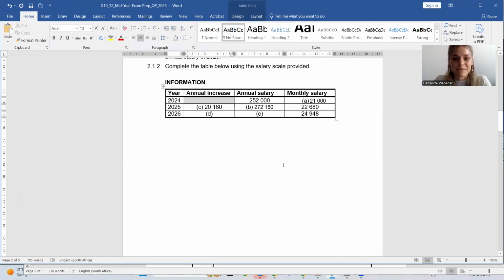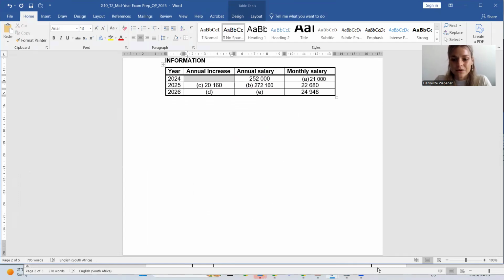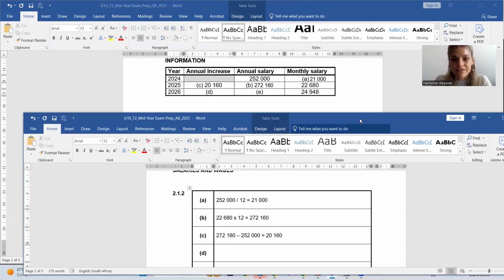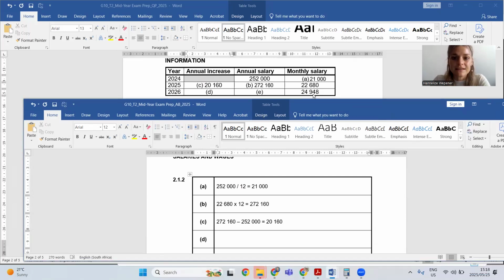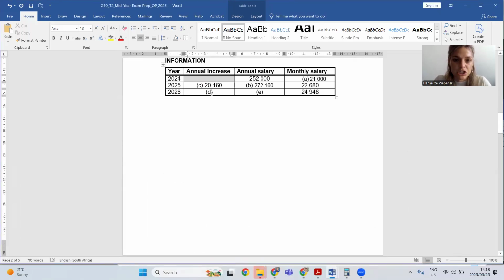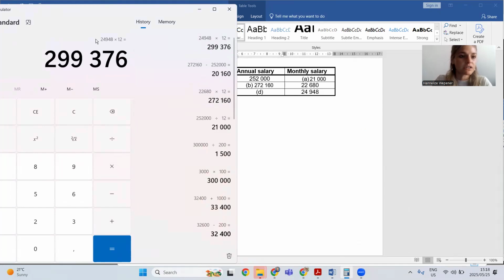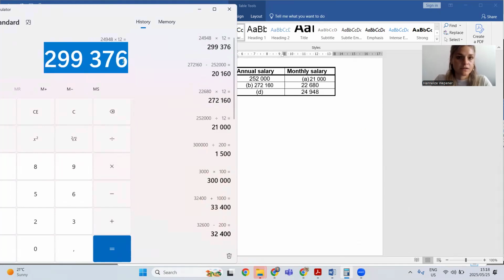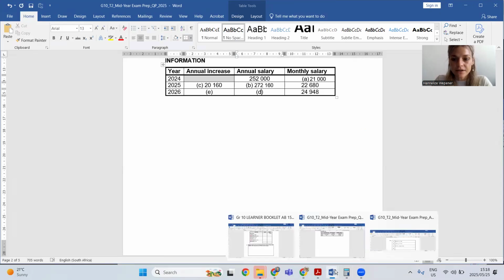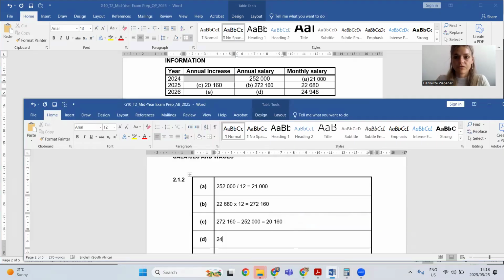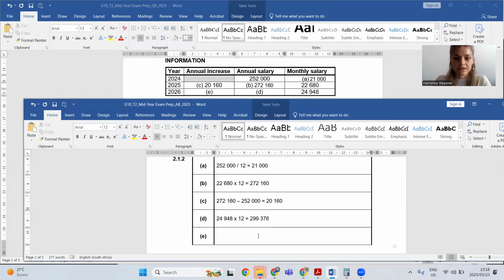Right, now we're going to do the same here for 2026. Once again, they've given me the monthly salary. I just need to quickly change this to read E and D. There we are. They want to know the annual salary using the monthly. So again, we're going to multiply by 12. There we go. To get our annual salary. So it's 24,948 times 12. That gives me the annual salary.